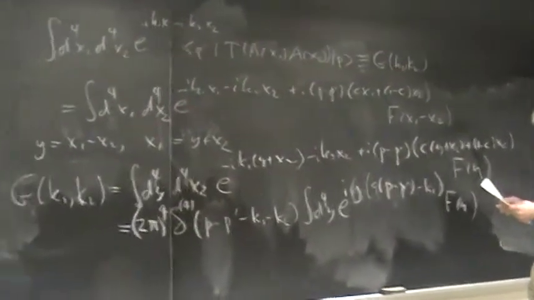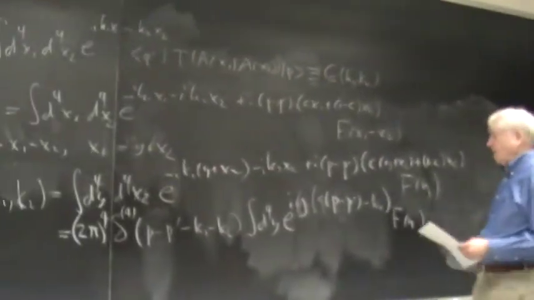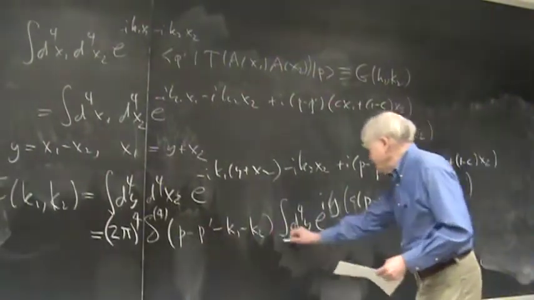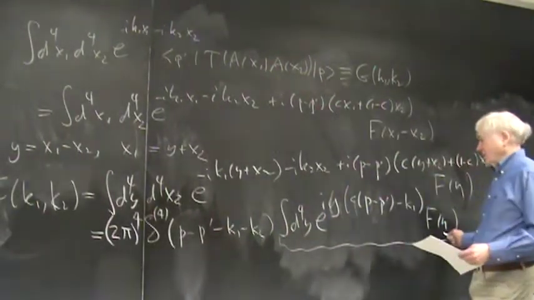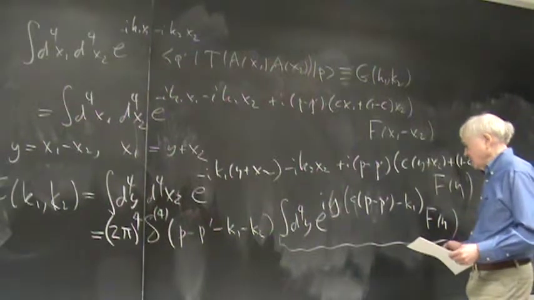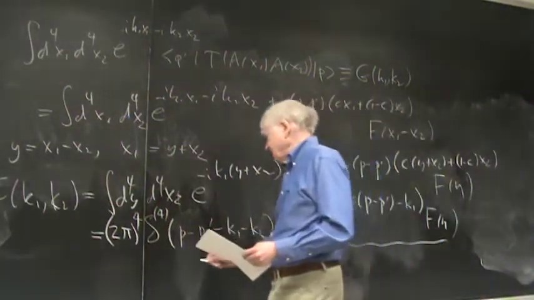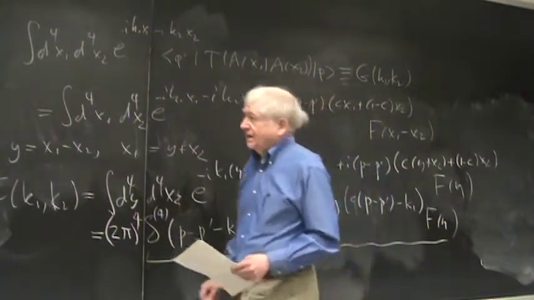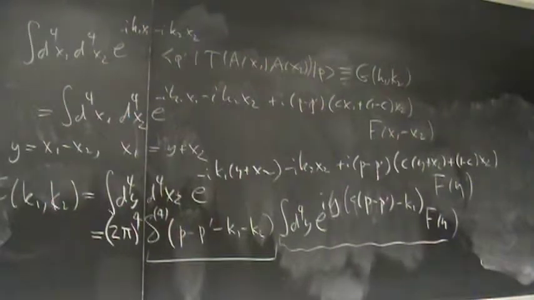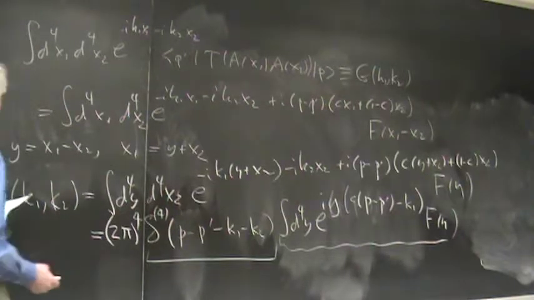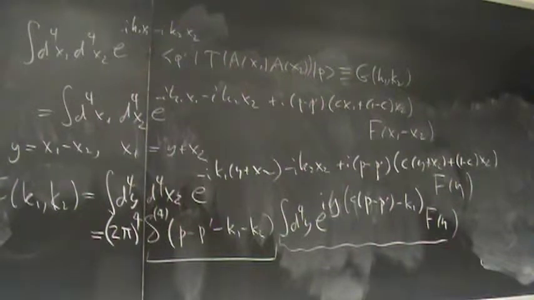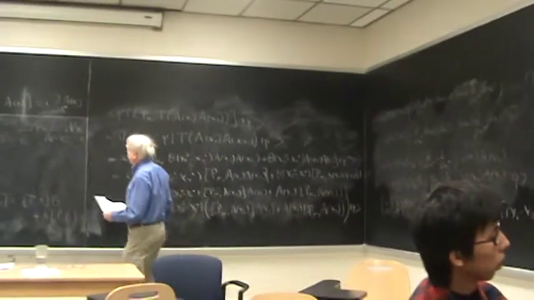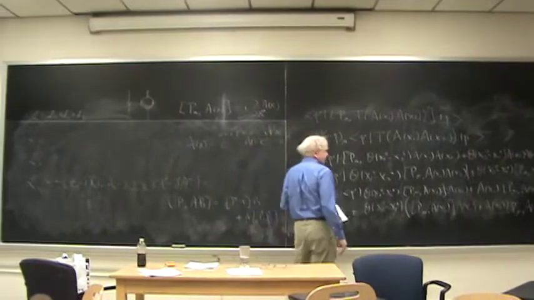All right, the key point here is that this is some function of y, obviously. And the key point, though, is that there's an overall delta function. Of course, this overall delta function means that the matrix element conserves momentum, and that's basically from this equation here.